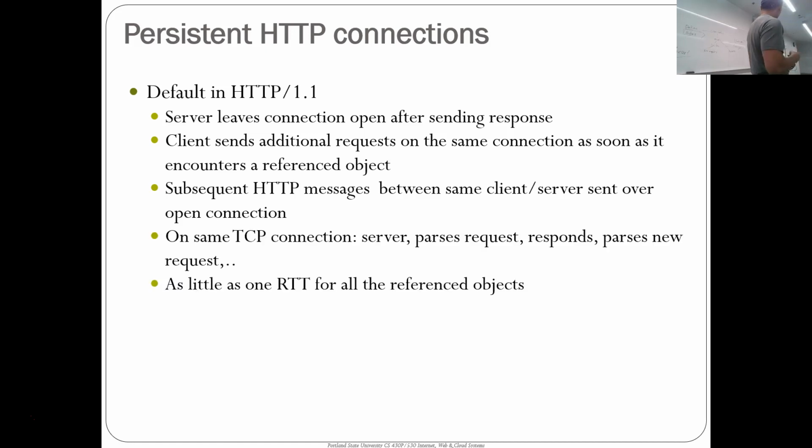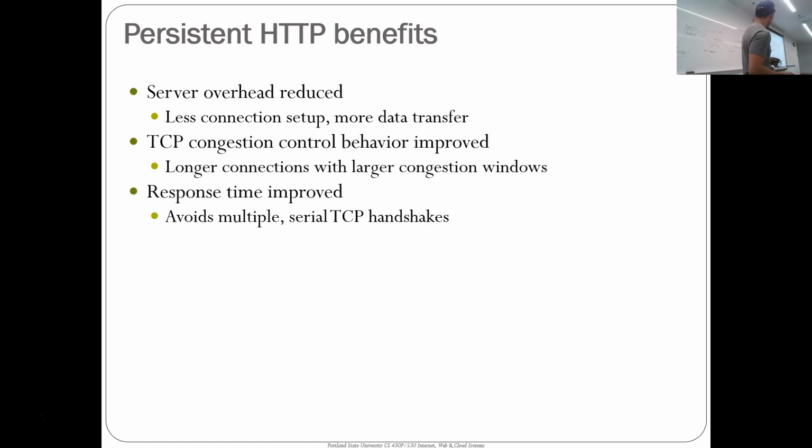On the same connection, the server is going to parse the request and respond, and if the client sends another request on the same connection, it's going to parse that next request and then respond again. So that's the persistent part of it. And this can be done for as little as 1 extra round trip time for all of the referenced objects in this connection. Okay, so the server overhead is reduced. There's less connection setup time.